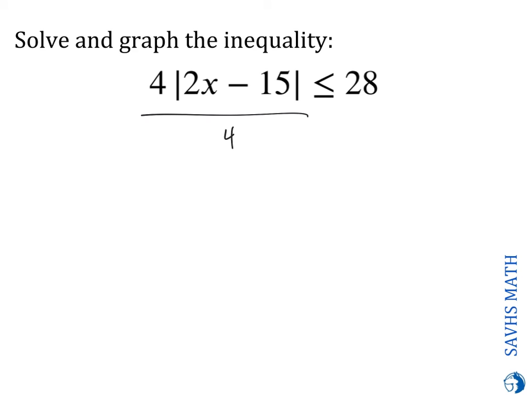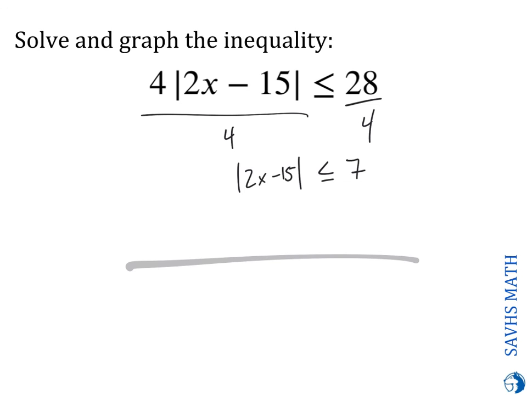Last problem, I'm just going to do this very similarly to how I did the last one. So divide both sides by 4. And now I get the absolute value of 2x minus 15 is less than or equal to 7. What that means is, here's my number line. Here's where 0 is. What it says is this 2x minus 15, the distance from 0 is less than or equal to 7. So here's where 7 is. Here's where -7 is.